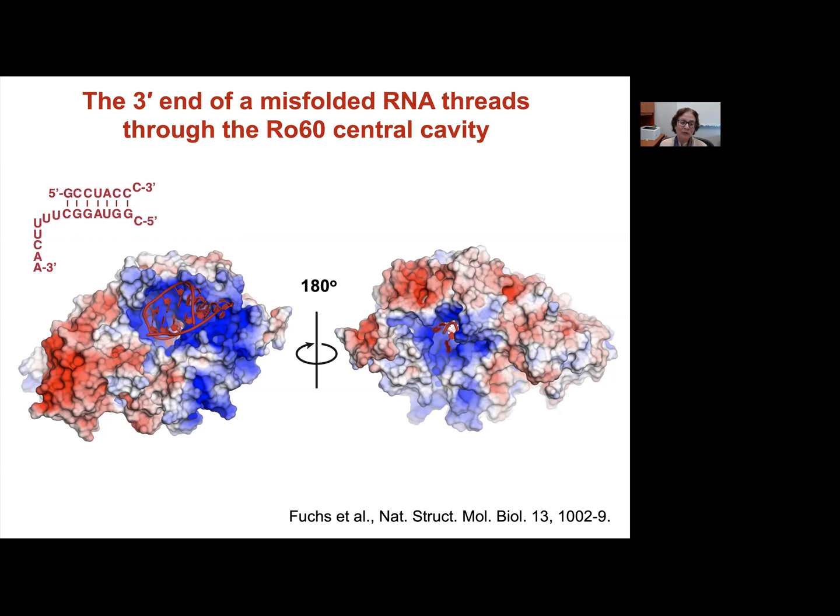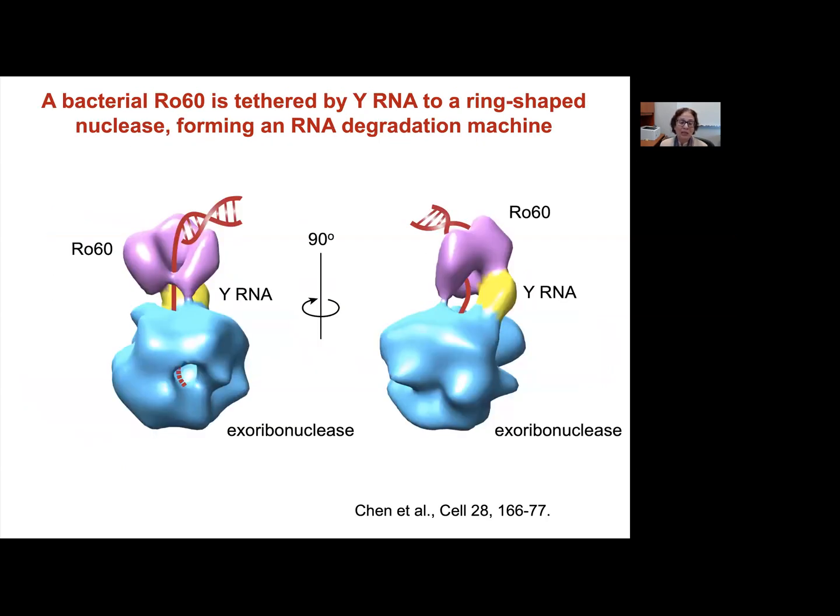To learn more about the roles of Y-RNAs in Rho60, we have used bacteria as a genetically tractable model system. By studying Rho60 in the very first sequenced bacterium with an ortholog, Deinococcus radiodurans, we discovered that Rho60 functions with 3' to 5' exoribonucleases to assist their progression through structured RNAs. Most spectacularly, we found that Rho60 was tethered by Y-RNA to a ring-shaped exoribonuclease called polynucleotide phosphorylase, forming a new double-ringed RNA degradation machine specialized for structured RNA degradation.